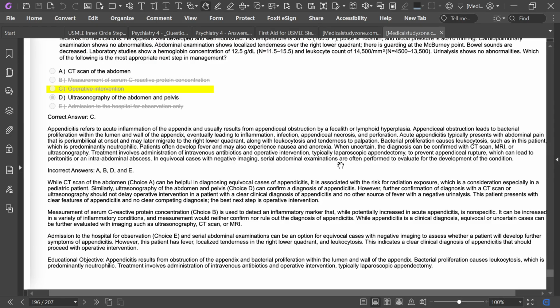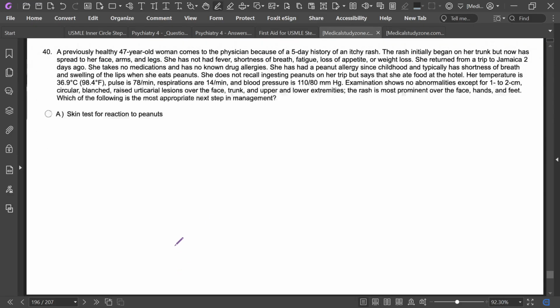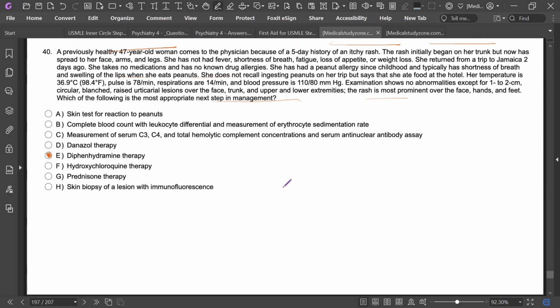Previously healthy 47-year-old woman comes to the physician because of a 5-day history of an itchy rash. The rash initially began on her trunk but now has spread to her face, arms, and legs. No fever, shortness of breath, fatigue, or loss of appetite. She returned from a trip to Jamaica 2 days ago. Wait, and the rash started 5 days ago? Okay. She takes no medication and has no known drug allergy.